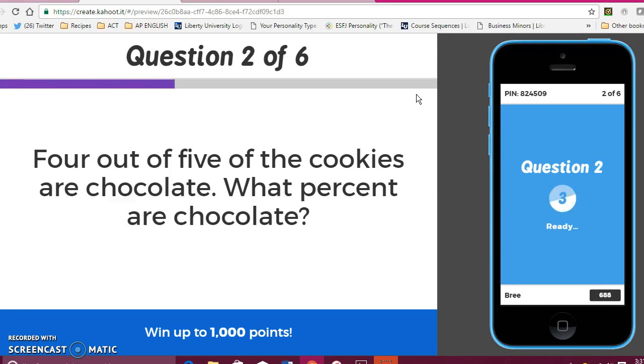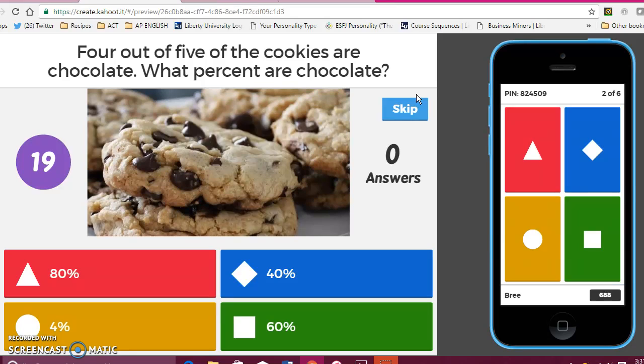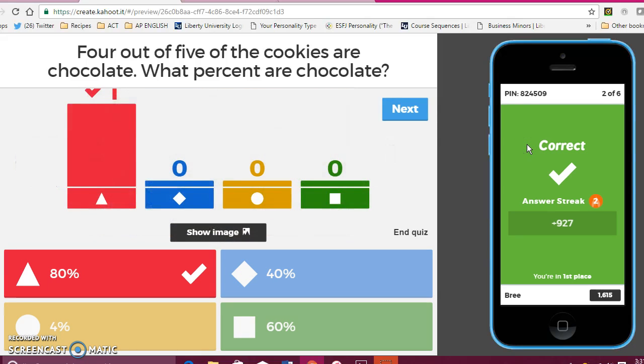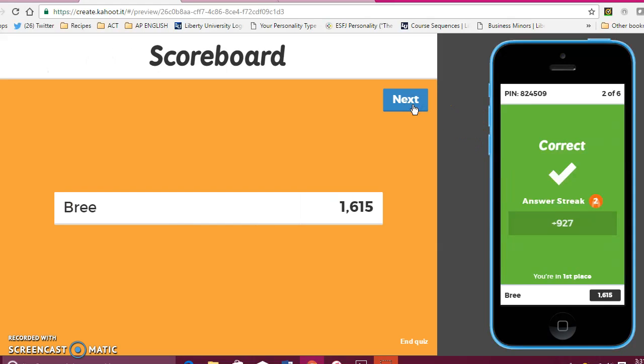Okay. So this is kind of a word problem, 4 out of 5. They're going to look and say, oh, what's 4 out of 5? It's 80%. And they have 20 seconds to answer each question, but if everyone clicks in before that time, then it just goes on to the next question. And when multiple people are playing, there'll be the top 5 names or whatever.